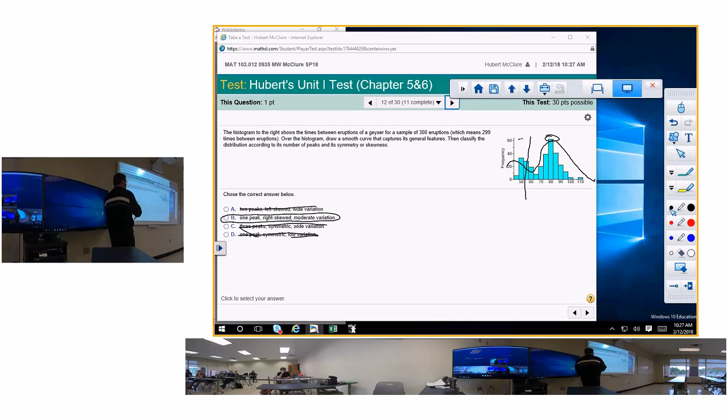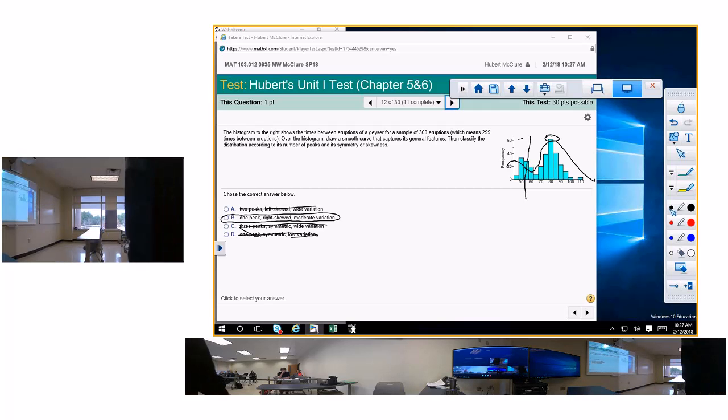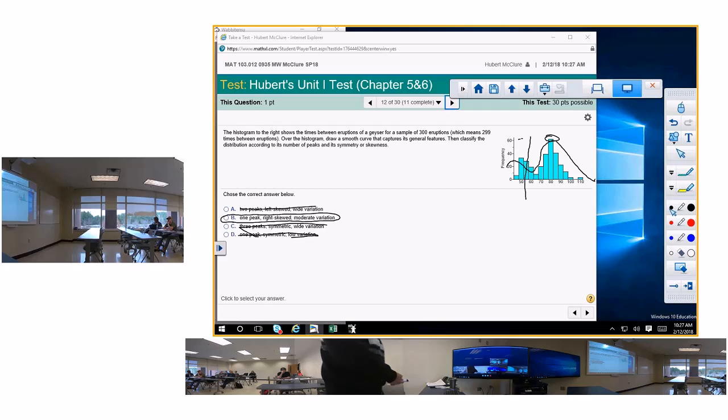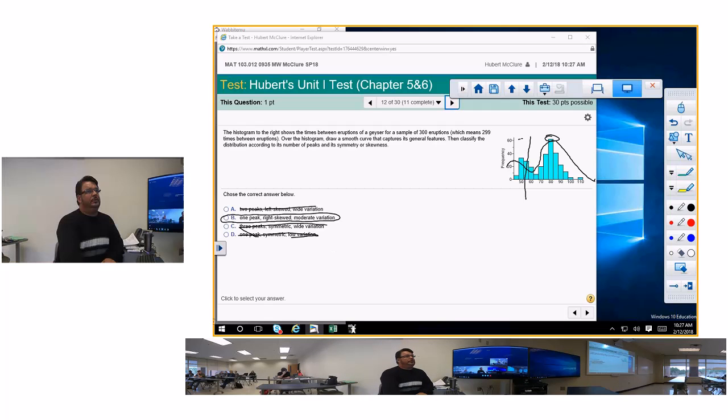If I was in 120, I'd say I'm 100% right. But with this book, I have no idea. We'll put B and see if I get it wrong at the end. Next.